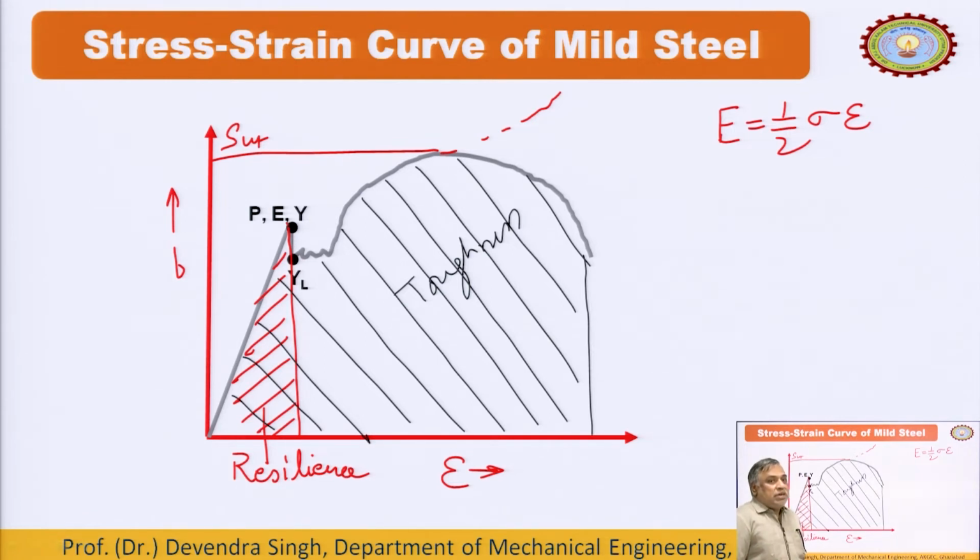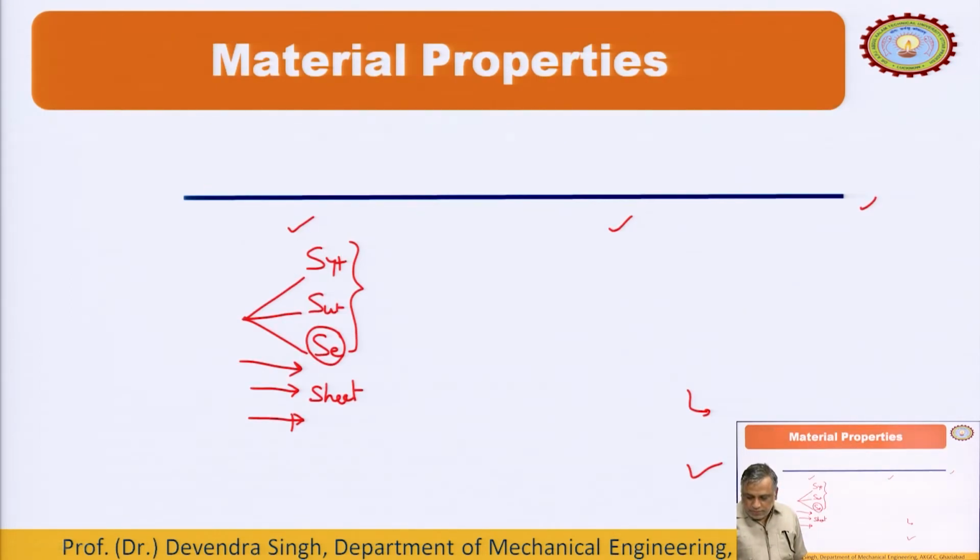So the material should be tough for those applications which are critical. We can think of a shaft, or a pressure vessel which is subjected to pressure. The material should be able to bear the maximum possible stress without fracture. If fracture takes place in a pressurized vessel, it can cause very heavy loss. So toughness is the energy absorbed by the material before fracture. So these are important properties.